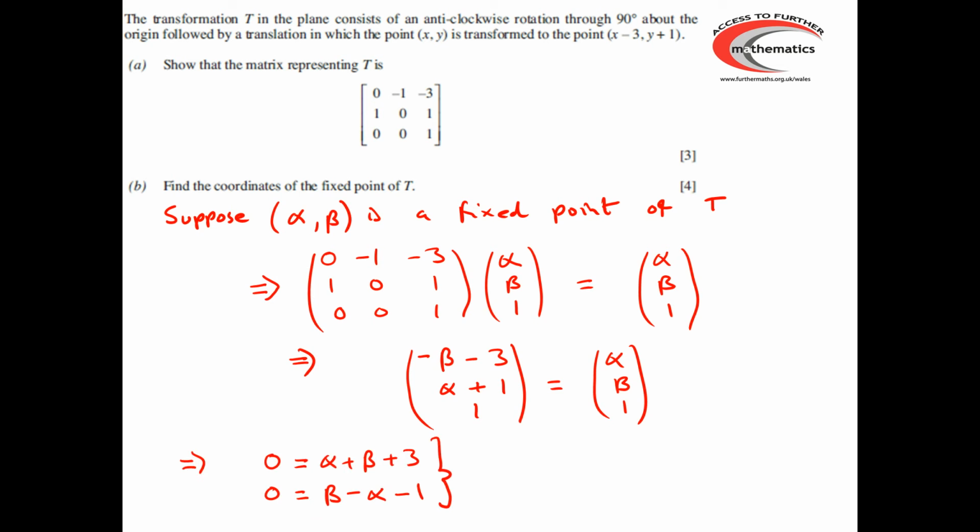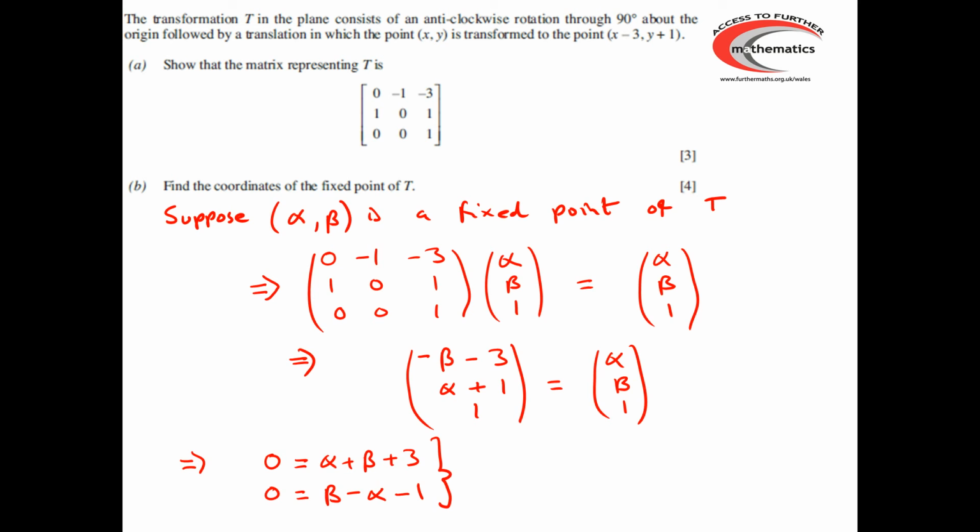So looking at the x coordinates, getting everything onto the right hand side, we've got 0 must equal alpha plus beta plus 3. And looking at the y coordinates, we've got beta minus alpha minus 1 must equal 0. So we've got a pair of simultaneous equations to solve there. We can solve those by any of the standard methods for simultaneous equations.